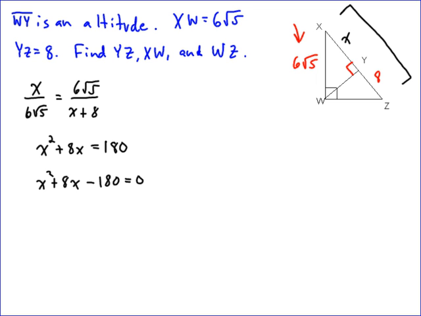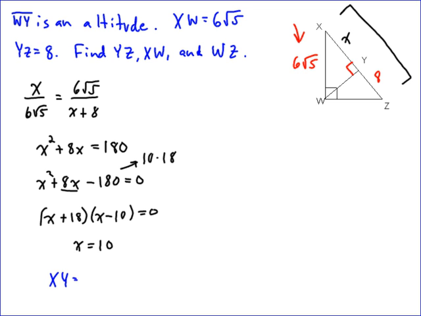And I'm looking for products that equal 180, and I notice that 10 times 18 does. That's a real easy one. And when you subtract those 2, that does give you 8X, so you're probably going to be able to factor it. You should be able to factor it as X plus 18, X minus 10 equals 0. That means that your X value is 10. So the first value we found was XY, and we found out that XY equals 10.